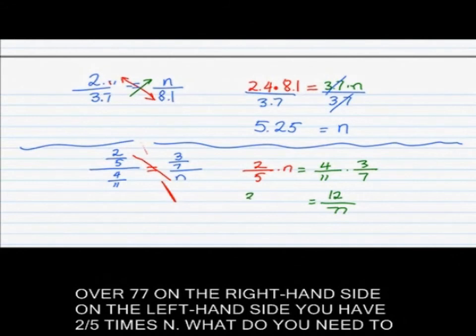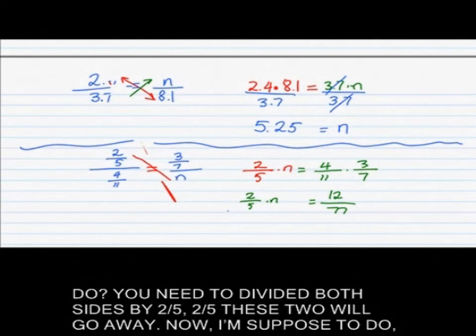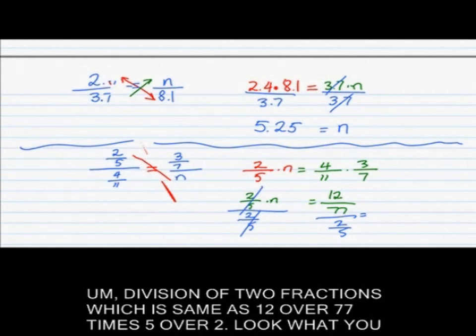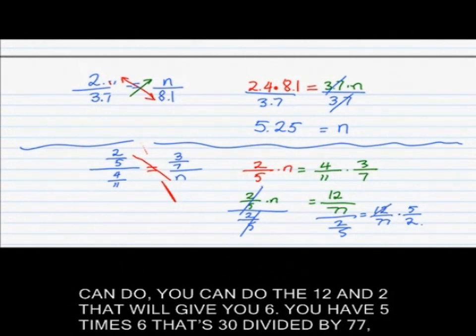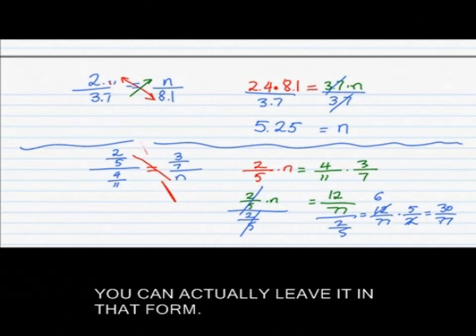On the left hand side you have 2/5 times n. What do you need to do? You need to divide both sides by 2/5. These two will go away. Now I'm supposed to do division of two fractions, which is the same as 12 over 77 times 5 over 2. Look what you can do. You can do the 12 and 2. That will give you 6. You have 5 times 6. That's 30 divided by 77. You can actually leave it in that form.